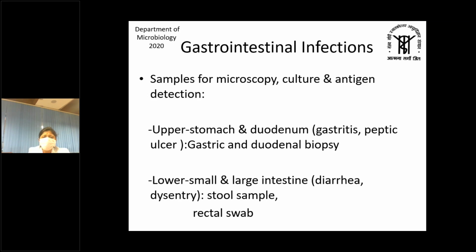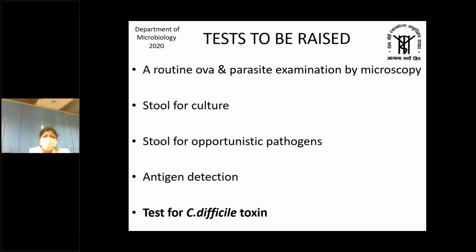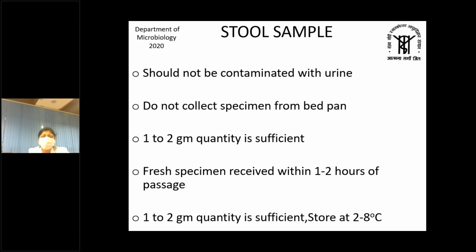For gastrointestinal samples, from the upper stomach and duodenum, biopsy samples may be sent. For the lower GI tract, a stool sample or even rectal swabs may be collected. Rectal swabs may also be collected for surveillance purposes. For parasitology, you can go to the parasitology section, where a routine ova and parasite examination may be done. Stool may also be tested for opportunistic pathogens, antigen detection, and C. difficile toxin ELISA is also available. Stool samples should not be contaminated with urine, and 1 to 2 grams is sufficient.